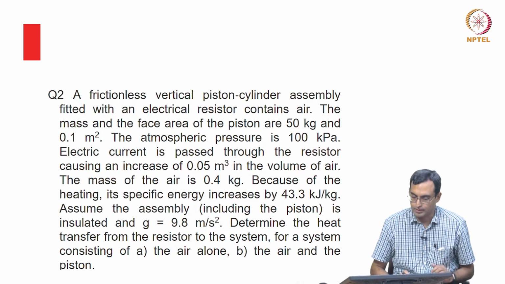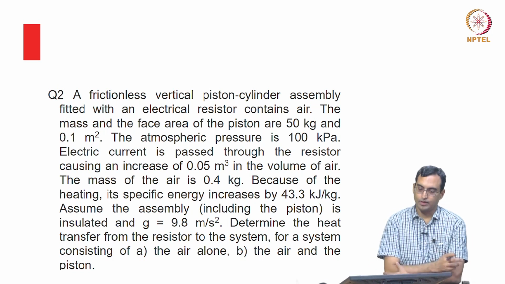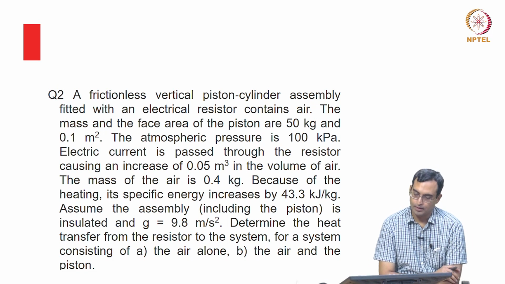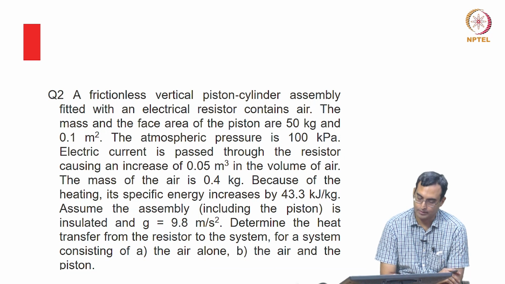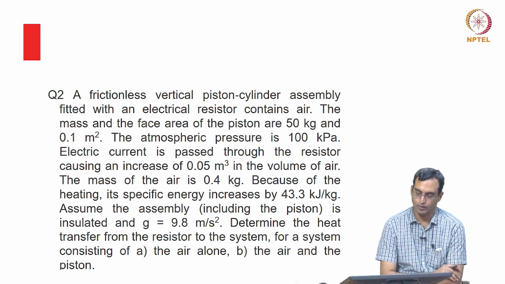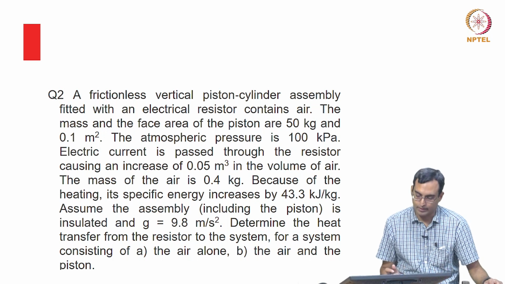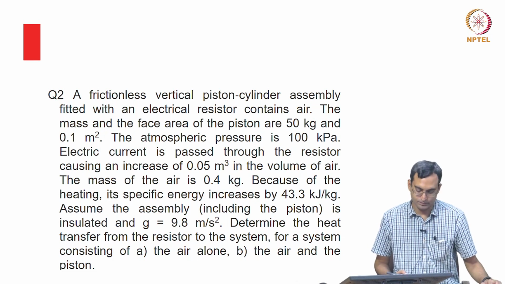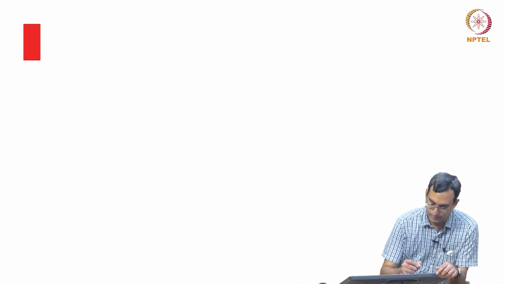We can look at another problem which deals with these. It says a frictionless vertical piston cylinder assembly fitted with an electrical resistor contains air. The mass and the face area of the piston are given as 50 kg and 0.1 meter square. So, let us write that down. The piston has a mass of 50 kg and an area of 0.1 meter square.